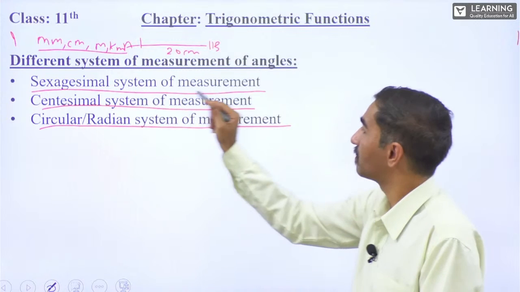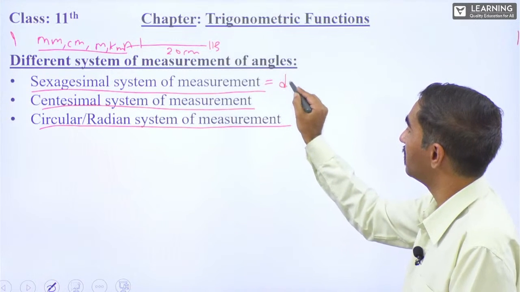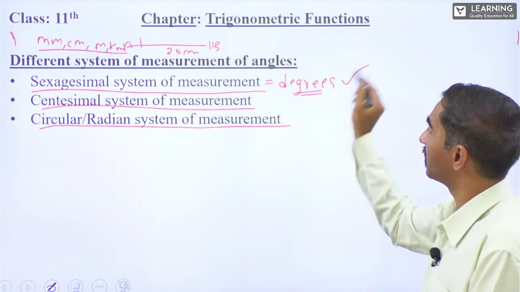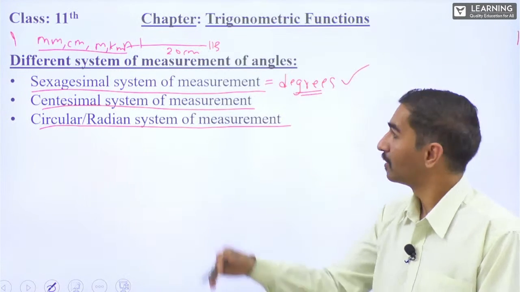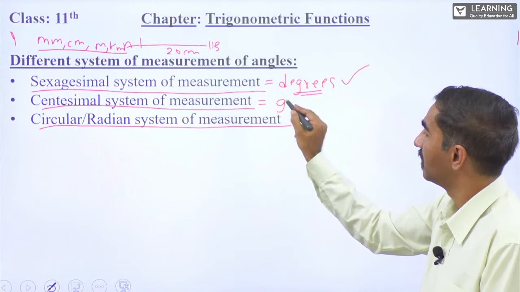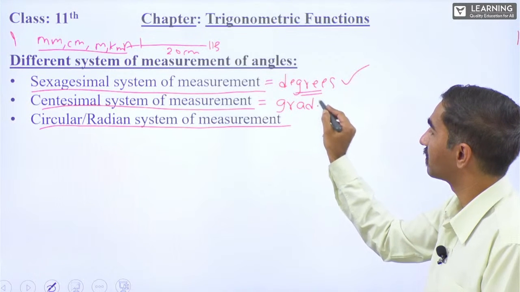In sexagesimal system of measurement, we are measuring the angles in terms of degrees. So this is what is taught in our schools and this is what you have known. Going on to the next one, centesimal system of measurement. Here we are measuring the angles in terms of grades.